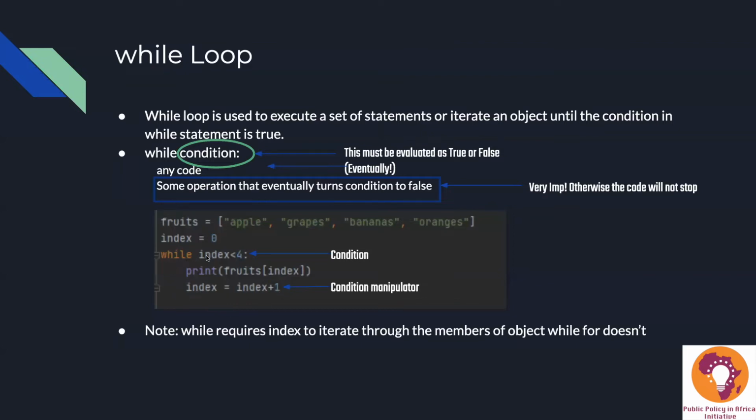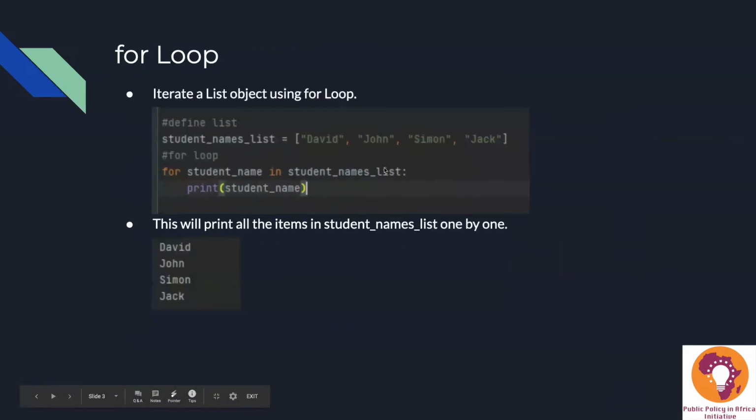Now we come up here and evaluate our condition again. Index is now 4. 4 is not less than 4, so this evaluates to false. We do not enter the loop again, and we would go on to whatever code follows our loop. But we had to use this index variable for getting the individual elements inside of our fruits list, whereas with the for loop here, we didn't have to do that. We never actually indexed the list.